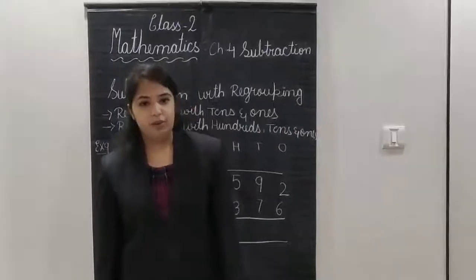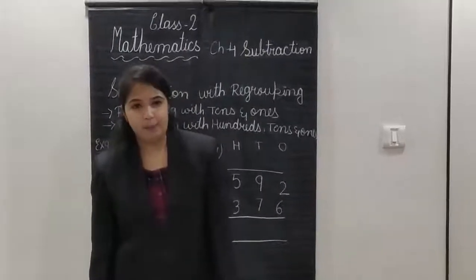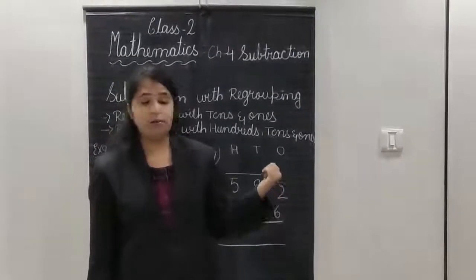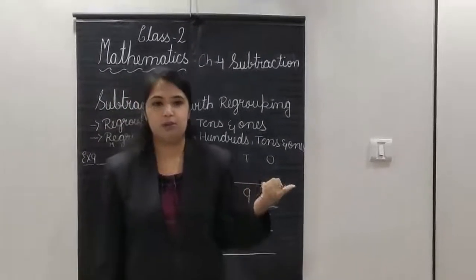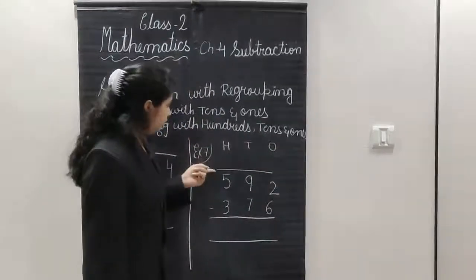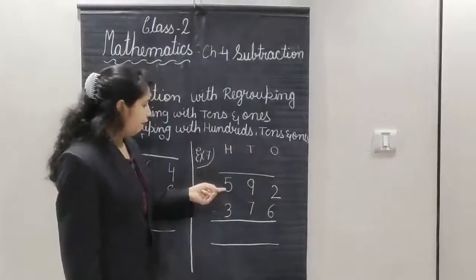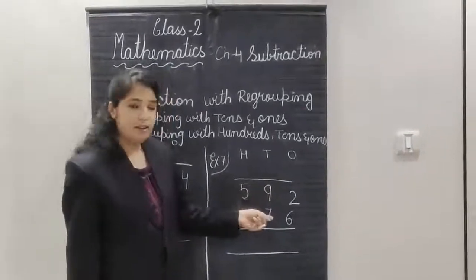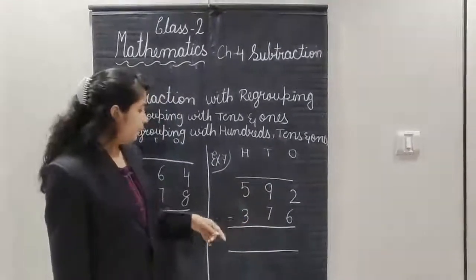After seeing the video, we have taken 2 examples from the course book that I will make you solve on the board. So come, let's solve it. Example number 7 from the course book. So this is our example number 7, which is 592 minus 376, right?